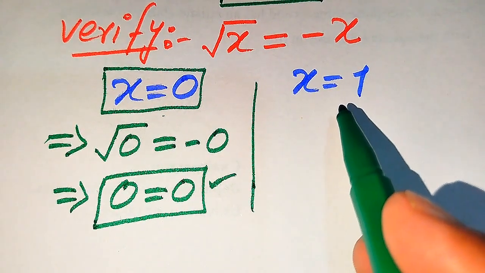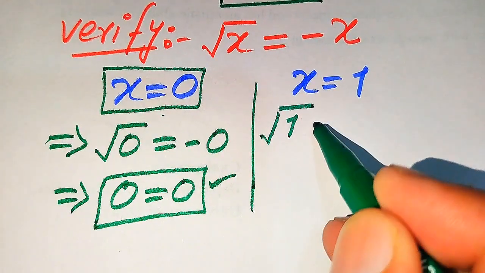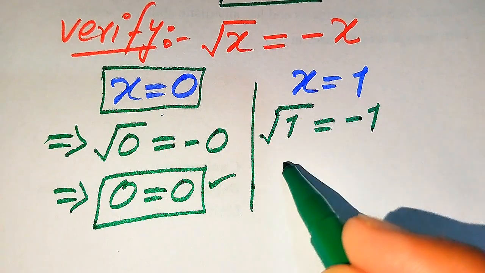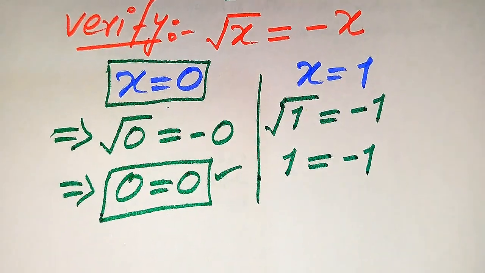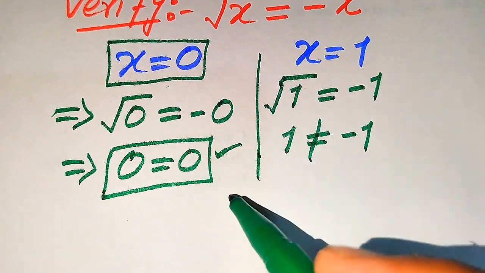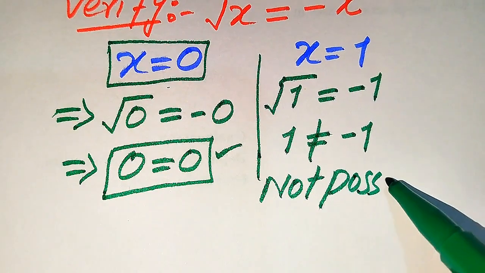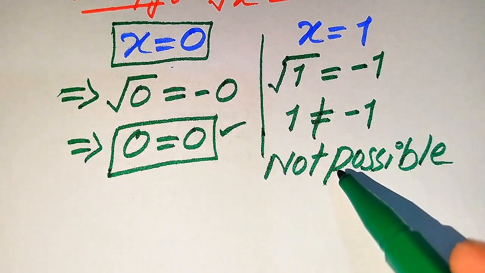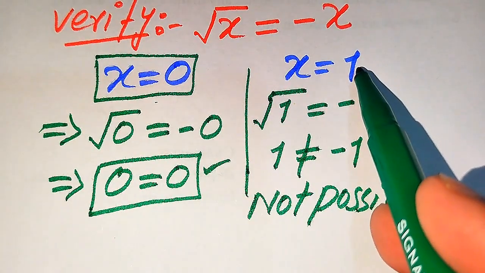And here we need to focus on this term. When you put this value here, it will be written as square root of 1 is equal to minus 1, and we know that the square root of 1 becomes 1, so 1 is equal to minus 1. This is not a possible case. Okay, so this is not possible. It means that both of the sides are not equal when we choose x equals 1.